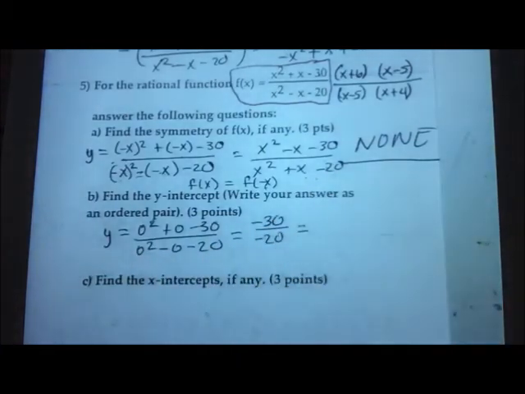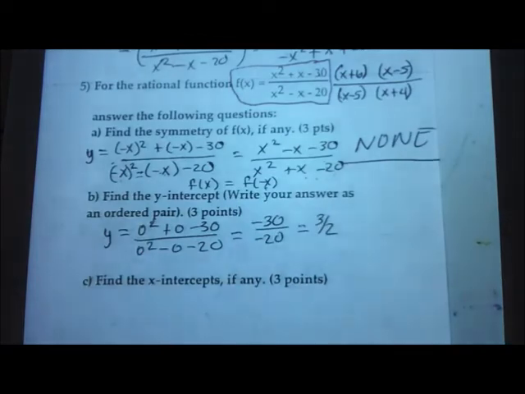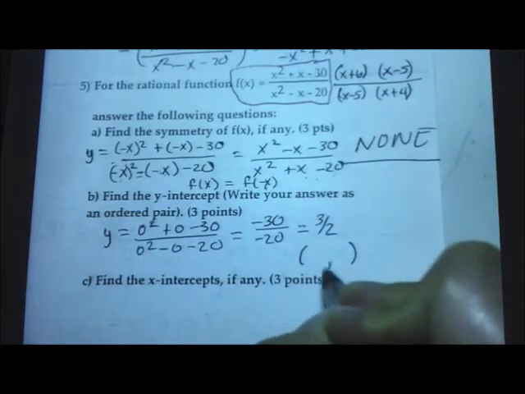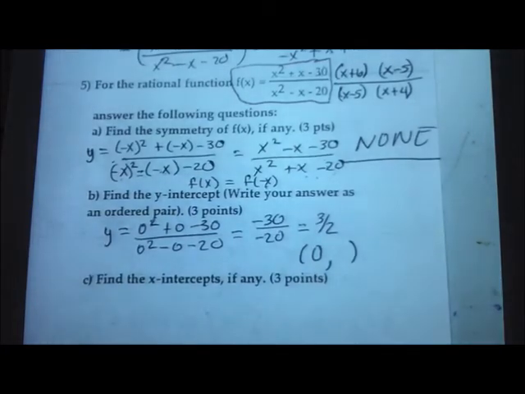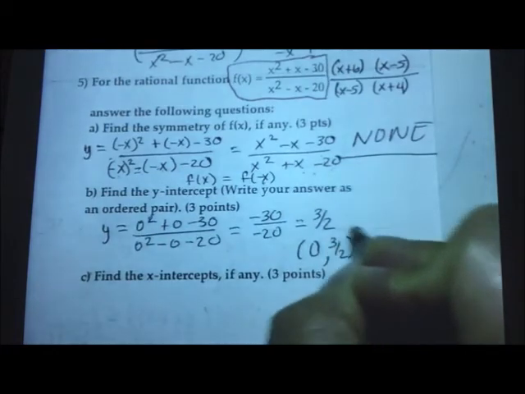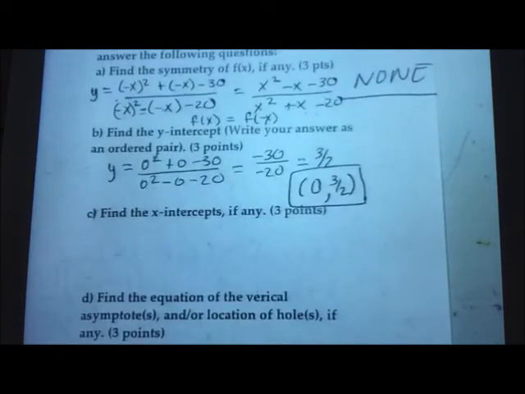Does that reduce? And what does it reduce to? 3 over 2. But I need to write my answer as an ordered pair. So what is my answer? It's negative divided by negative, so it becomes a positive. So you could either put 1.5 or 3 over 2. And there, I'm done. Am I okay with that one? Yes? Now, how do you find your x-intercepts?